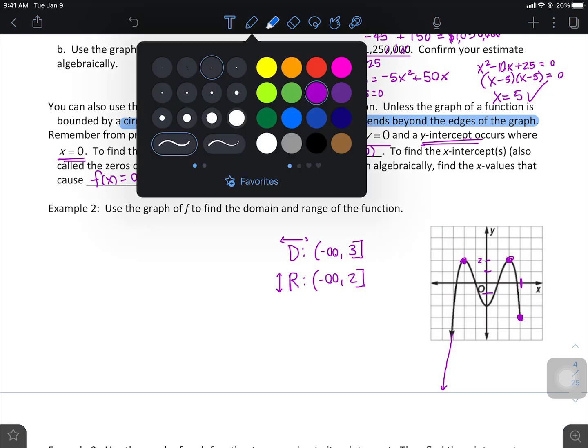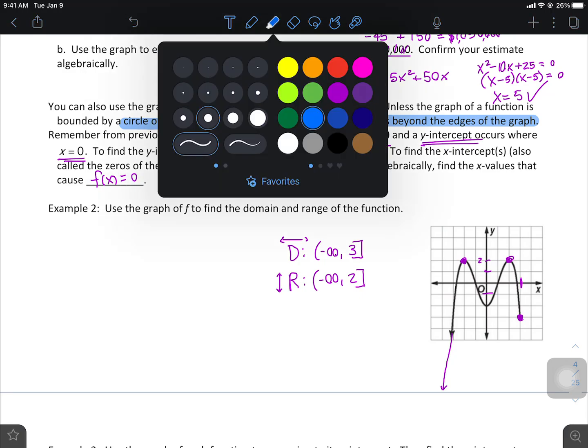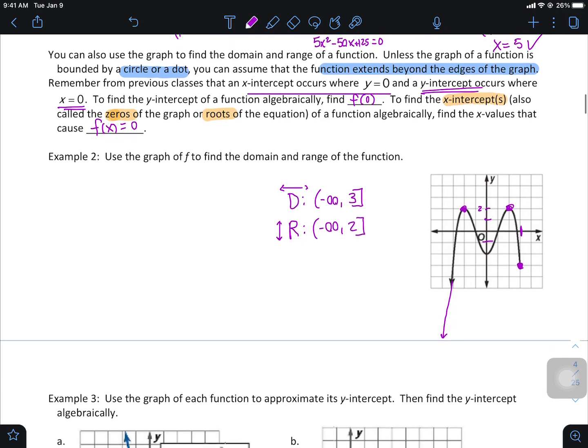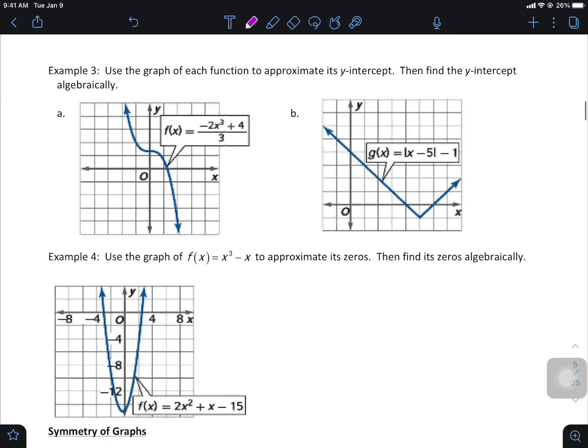Now one other thing we're going to need on another problem in just a second is the fact that x-intercepts have different names. X-intercepts are also called zeros, and also called roots, because I think they changed the vocabulary coming up in just a second.